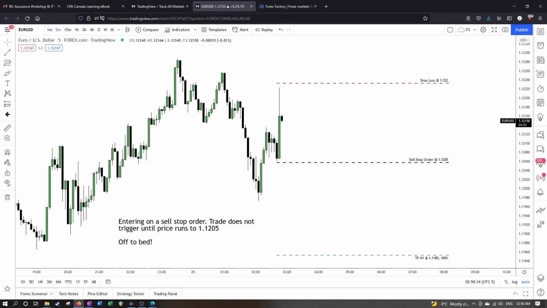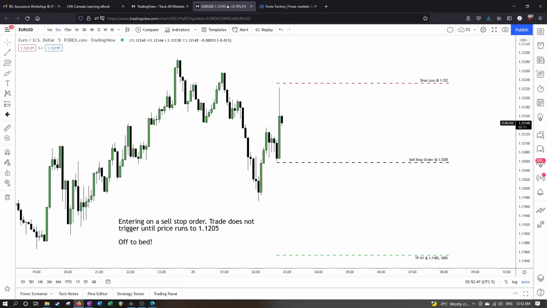Sell strength. A sell stop order triggers when price trades at or below your order. A sell stop order is essentially selling weakness. This is not how institutional traders trade. However, we can use this to our advantage sometimes. I'm an institutionally minded trader. I want to be selling strength and then buying weakness. But in this case, I change it up.